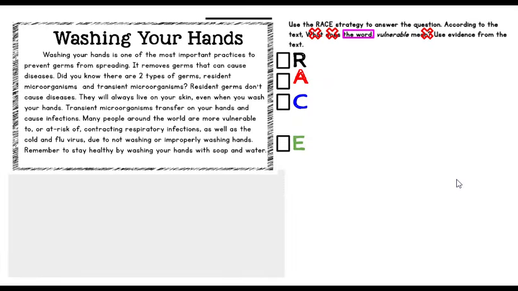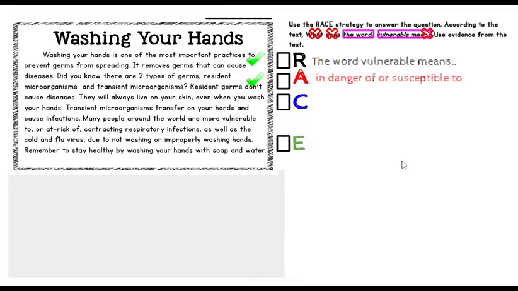All right, we're going to take the word. Obviously, we need vulnerable, and instead of mean, we're going to say means, because we need our subject to match our verb. So we're going to change that to the word vulnerable means. Then we have to come up with our answer. Okay, oh, my check mark's a little bit in the wrong place there, but it was supposed to check that box. So my answer is in danger of or susceptible to. Now comes my citation. I want to make sure that I found it in the text, so I went over here and I underlined where it was.